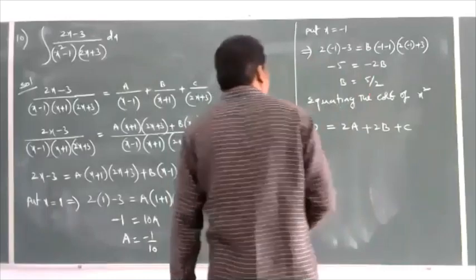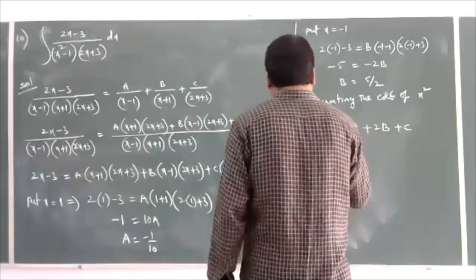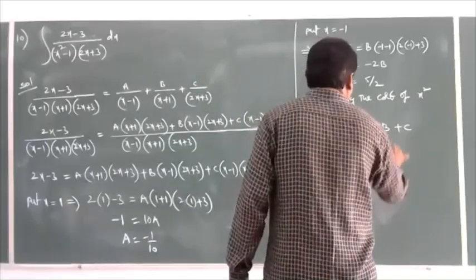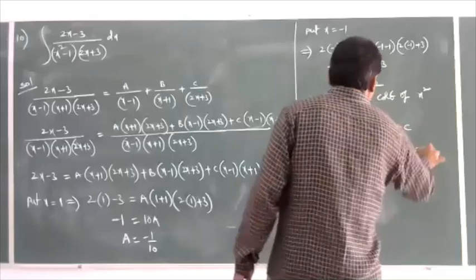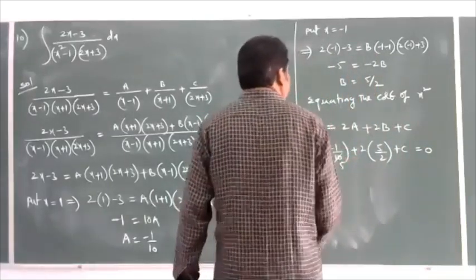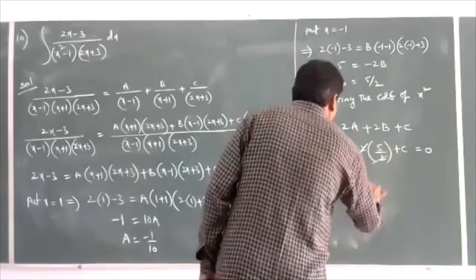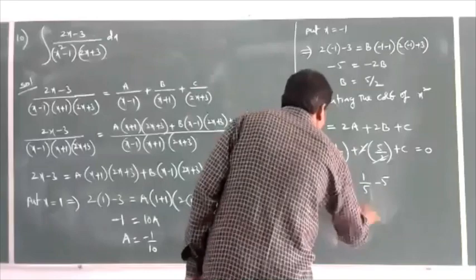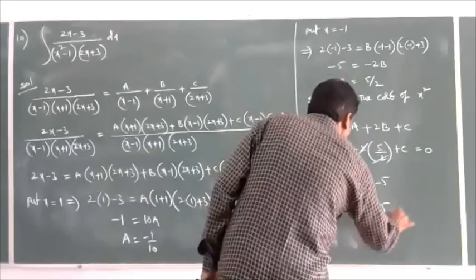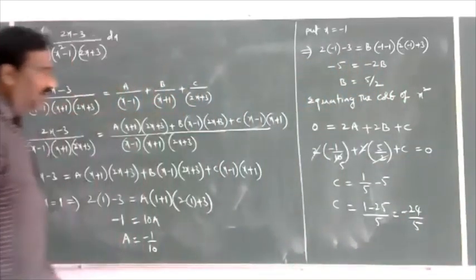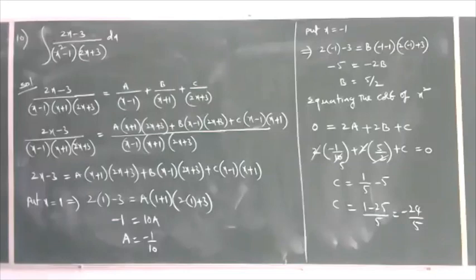Then substitute the a value and b value. 2 into a, which is minus 1 by 10, plus 2 into b, which is 5 by 2, plus c is equal to 0. Here 2 and 2 cancel. That is c is equal to, bringing this term to that side, 1 by 5 minus 5. That is c is equal to 1 minus 25 by 5, that is equal to minus 24 by 5. The C value is minus 24 by 5.